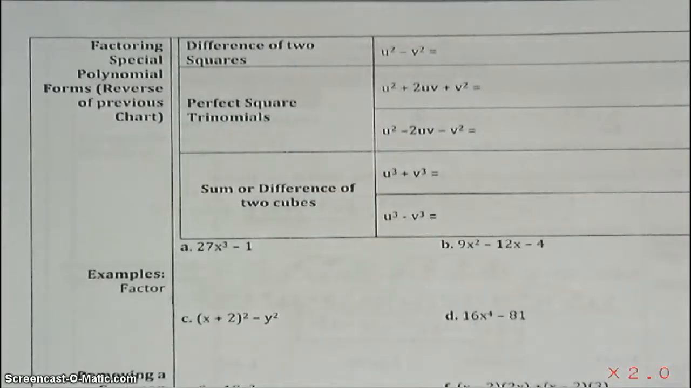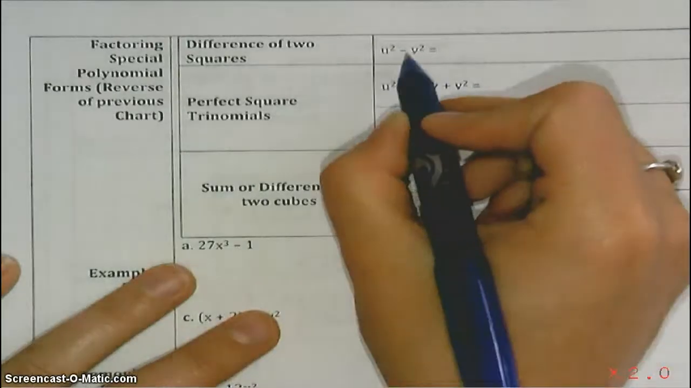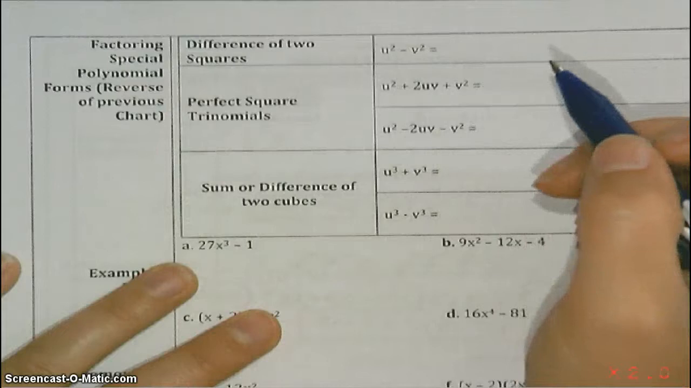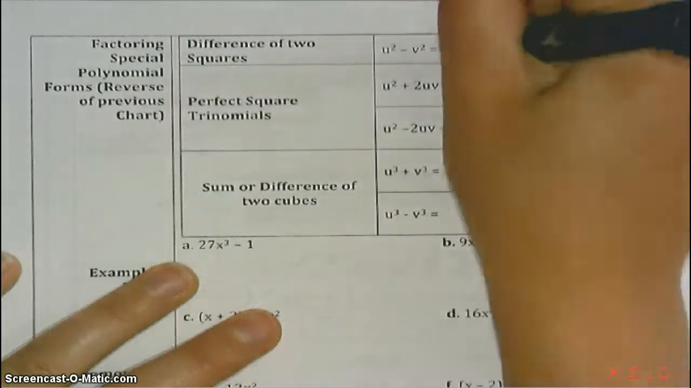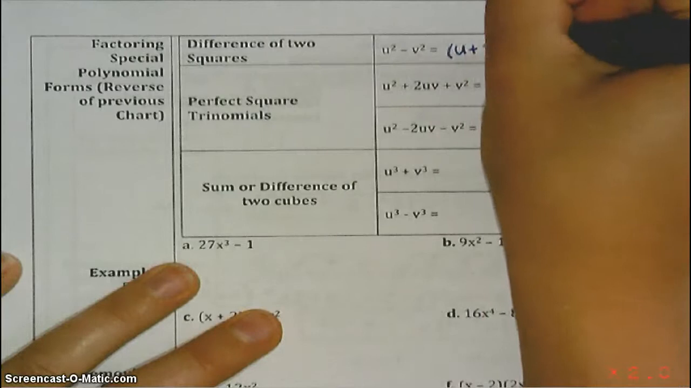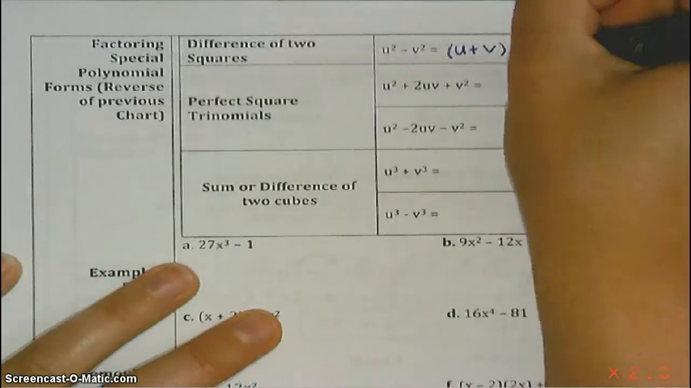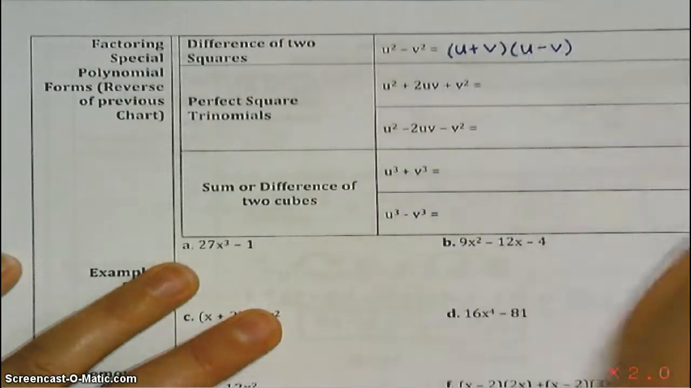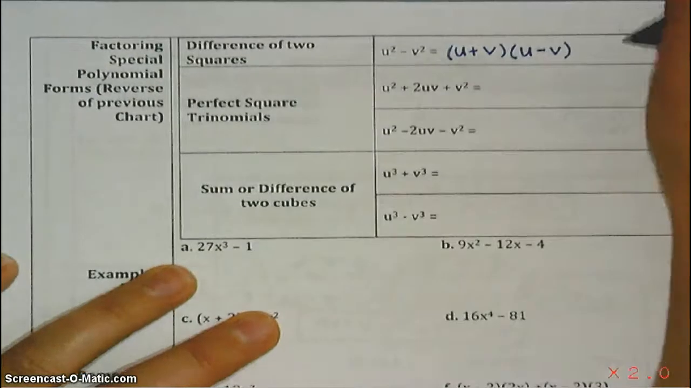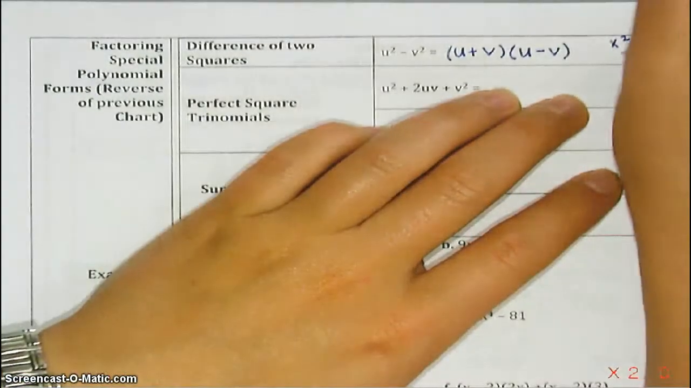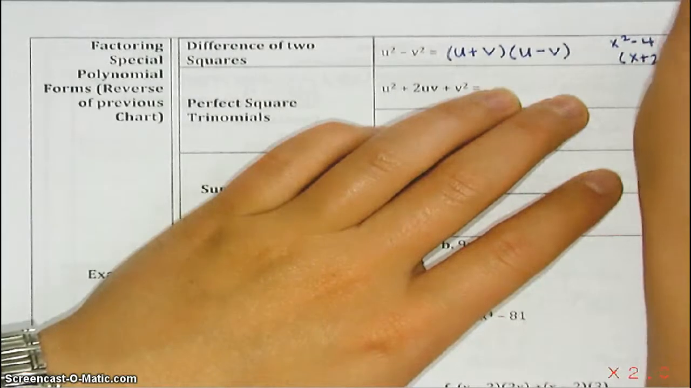So here, anytime that you see two perfect square values, and there's a subtraction sign in between them, like if you had x squared minus 4, you would be able to factor that into the first term plus the second term times the first term minus the second term. So a little example, if you had x squared minus 4, you would be able to factor that into x plus 2, x minus 2.